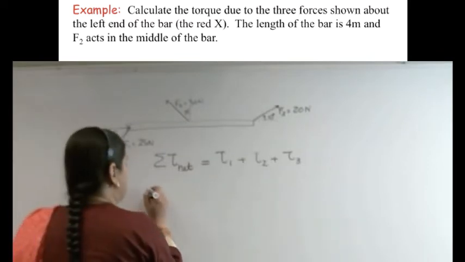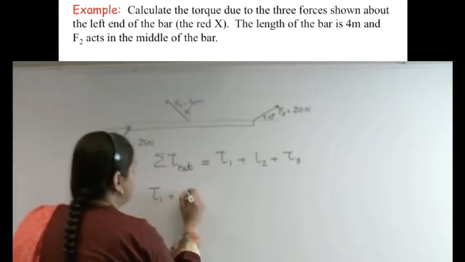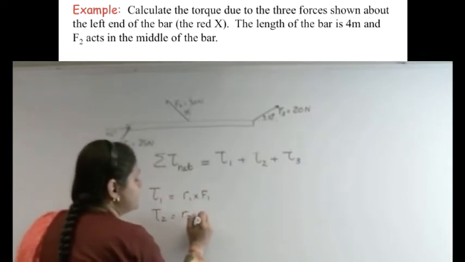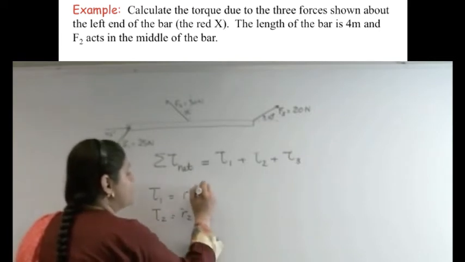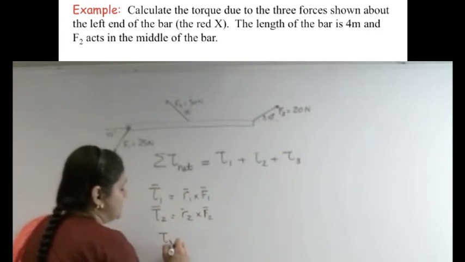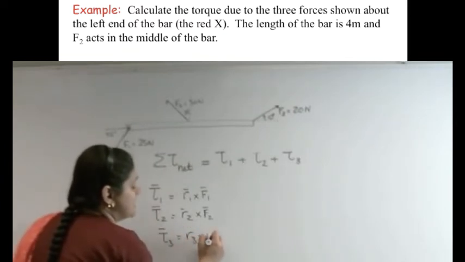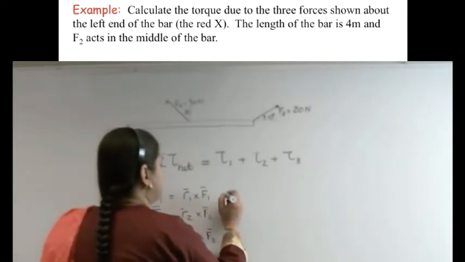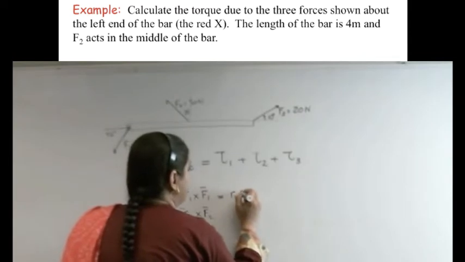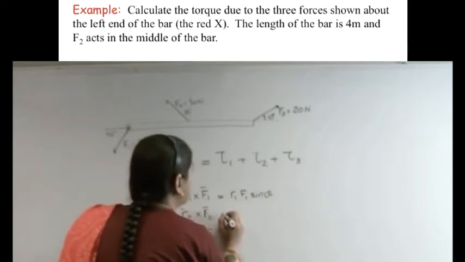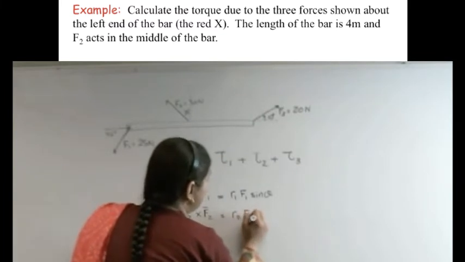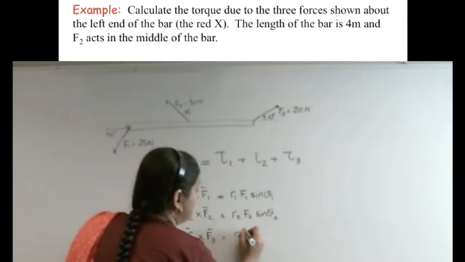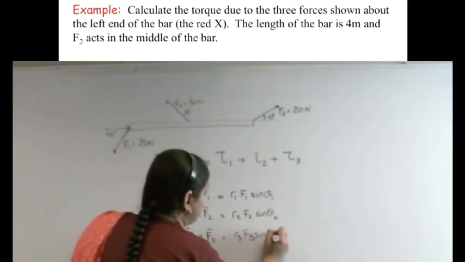Torque 1 is going to be R1 times F1. Torque 2 will be R2 times F2. Note these are all vector quantities. And torque 3 will be R3 times F3. So the 3 forces and the 3 torques are given in this equation. That means this is going to be R1 F1 sine theta 1, R2 F2 sine theta 2, and R3 F3 sine theta 3.